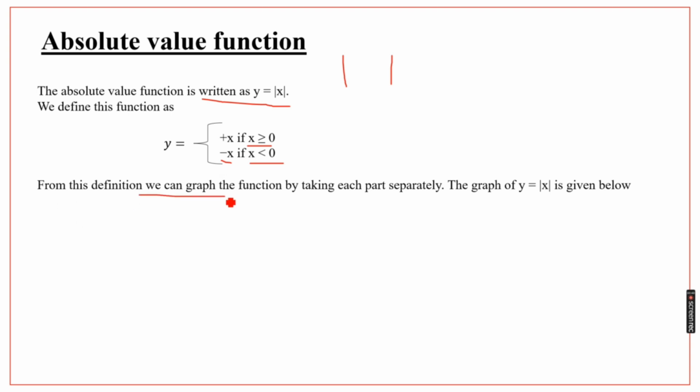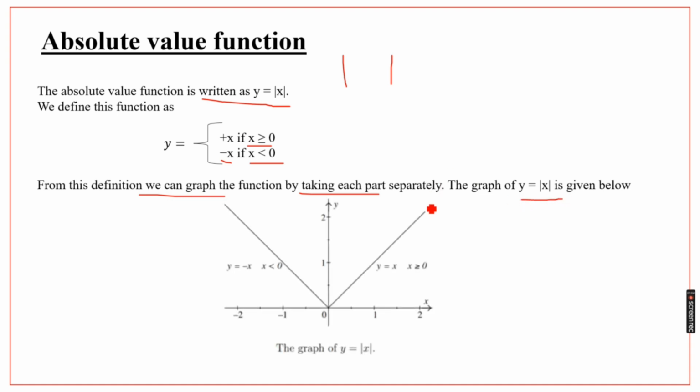And the absolute value function is written as y equals the absolute value of x. As I told you, the two vertical lines represent the absolute value function. We define this function as y equals x if x is greater than or equal to 0, and negative x if x is less than 0. So if we have negative values, we multiply them by a negative, so it will take the positive ones. Every absolute value number is positive.